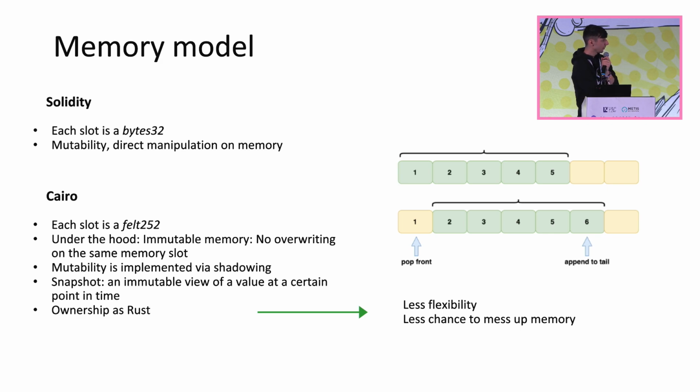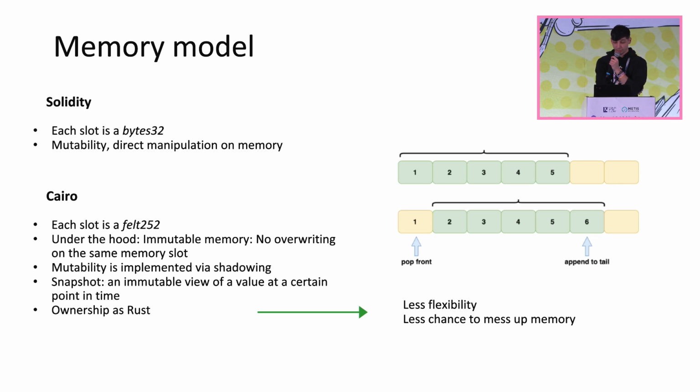For the memory model, Solidity, I guess you must be familiar with it. Each slot in memory is bytes32. The memory is completely mutable, there's free access, right? You can do what you want. You can write a contract and have some assembly changing the free memory pointer. You can do whatever, right? No one will tell you you cannot overwrite this part of memory.